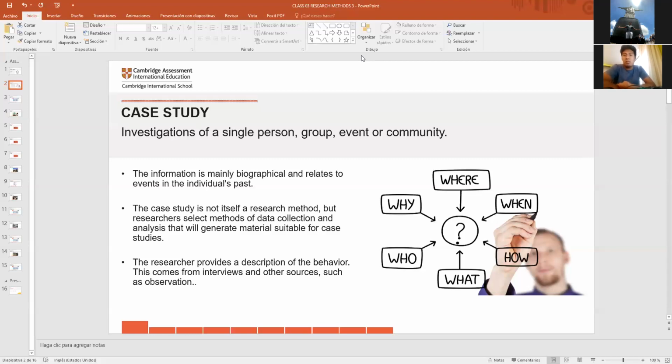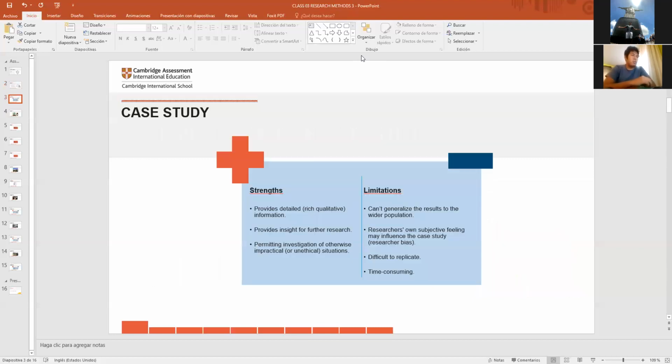We have reviewed case studies in the past, and we will continue to do so. They are very useful. So what are the strengths? It provides detailed, rich qualitative information. Qualitative is opinions, views, perspectives, right? So it provides insight for further research, to help us build different instruments for following research, for following experiments. And it also permits investigation of otherwise impractical or unethical situations.